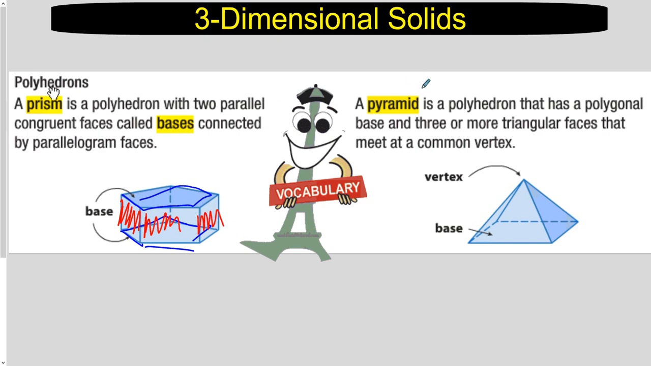The other type is what's called a pyramid. It has a single base and then triangular sides that come along the edge of that base and then join at a single vertex up top somewhere. The biggest difference between prisms and pyramids is the number of bases. If it has one base and all the faces meet at a point, it is a pyramid. If it has two bases that are parallel and the edges are all connected with parallelograms, then it is a prism.